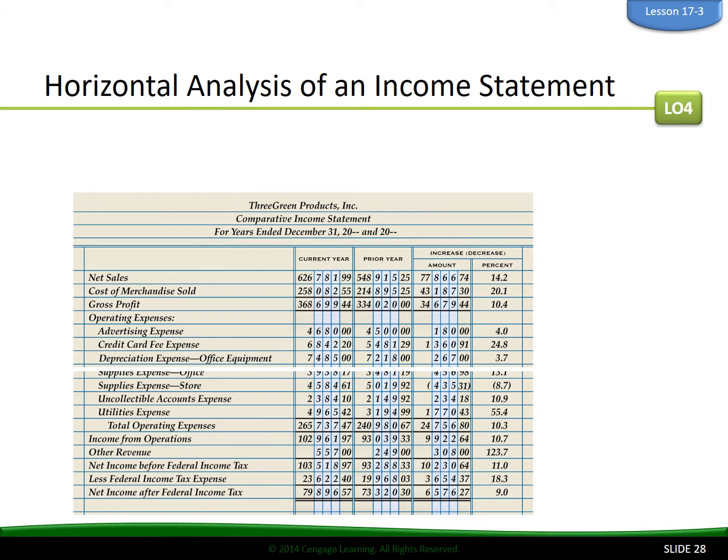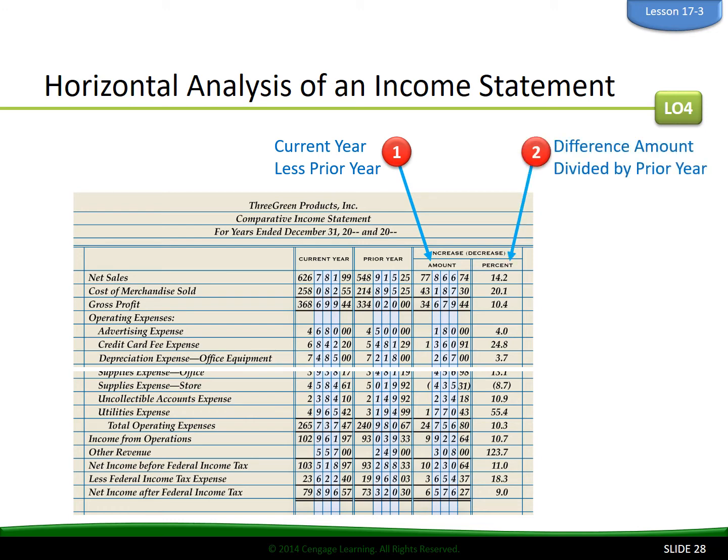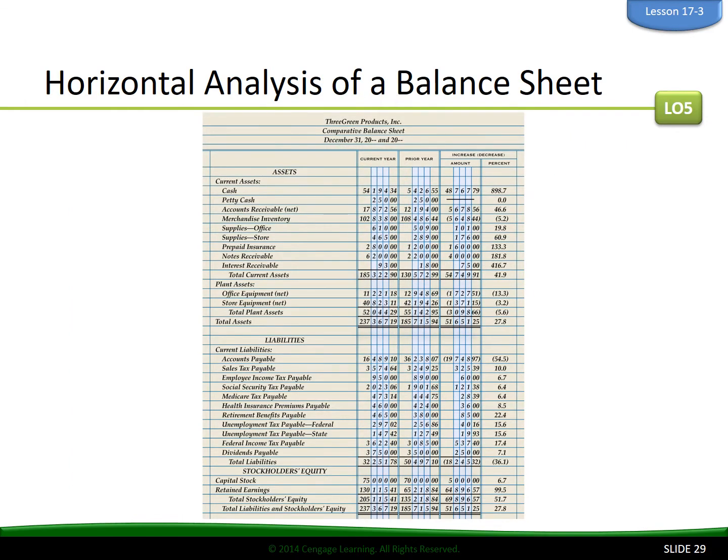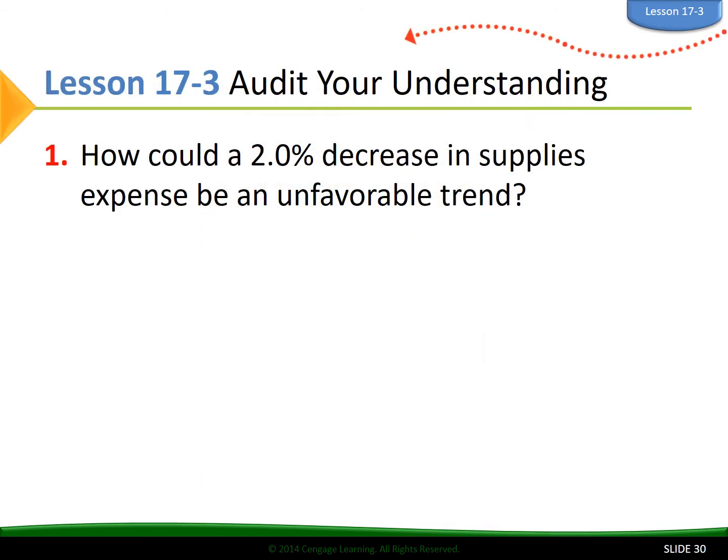Horizontal analysis on a balance sheet. First, there's the current year minus the prior year. Then there's the difference amount divided by the prior year. Okay, so that will give us the percent. That was it for 17.3.